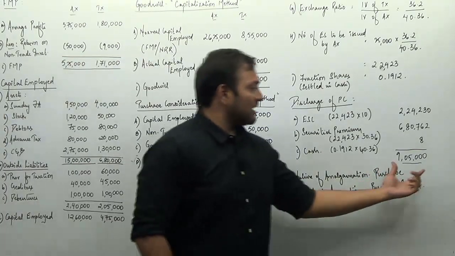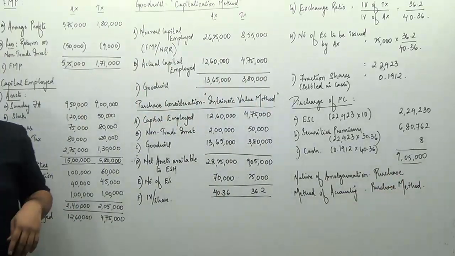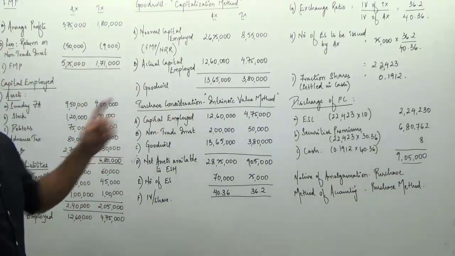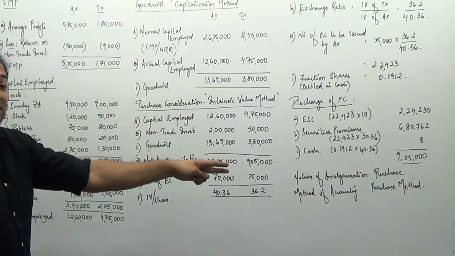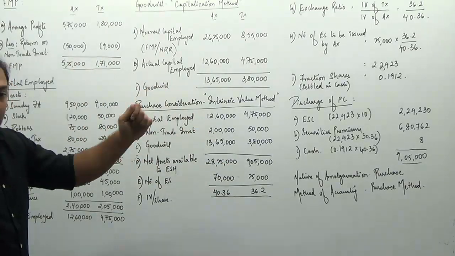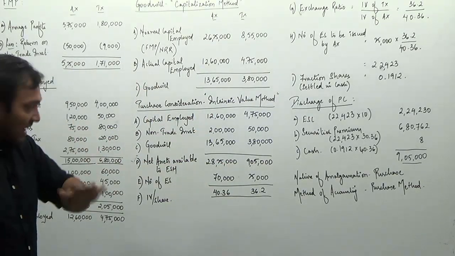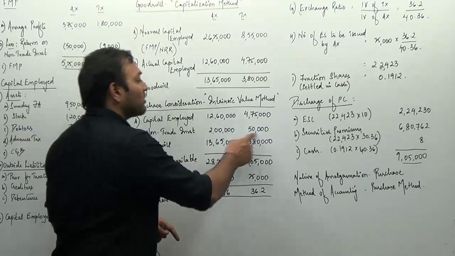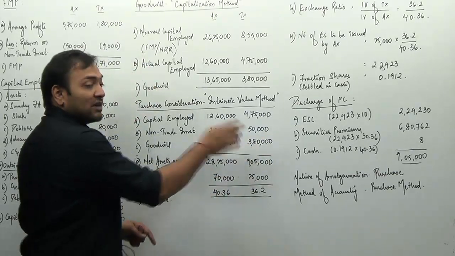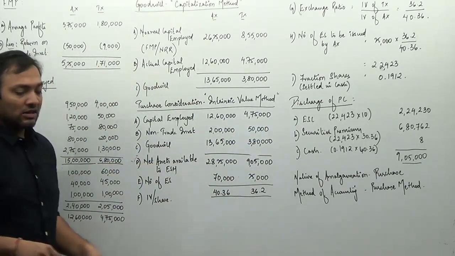What is your total PC? 9,05,000. So if you remember, right after the first question itself, I told you there's a logic. Whenever you are calculating PC as per net assets method, and your nature of amalgamation is purchase, there we were talking about nature of amalgamation being merger, now I'm talking about purchase, then the value of goodwill is not zero. The value of goodwill is the same value that you have included in net assets valuation. So the same 3,80,000, whatever you have included in net assets valuation, will be the value of goodwill. So write down that.